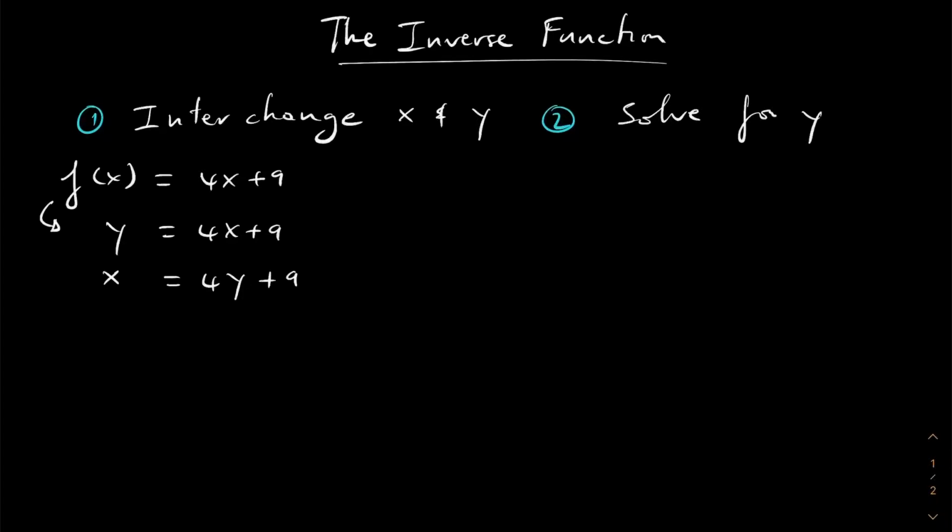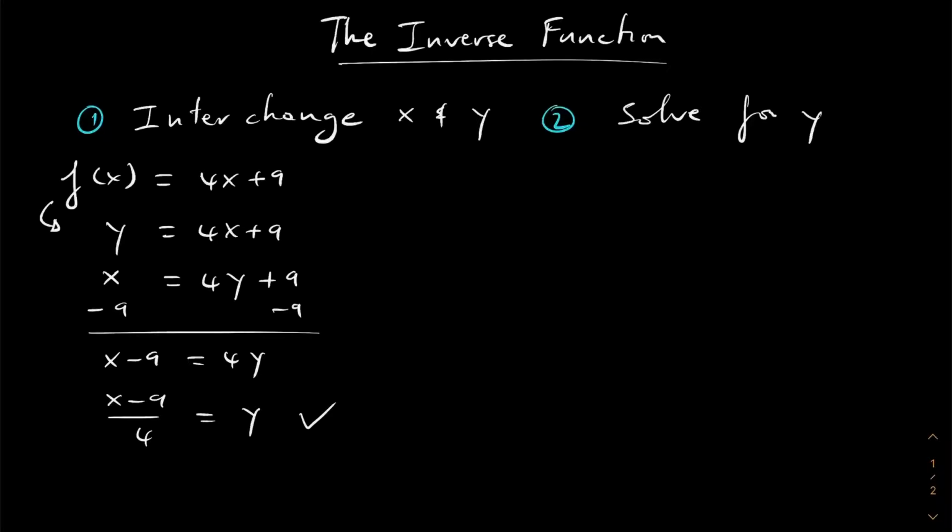So in this case, we're going to have to do minus 9 on both sides. That's going to give us x minus 9 equals 4y. Finally, divide both sides by 4, and you're going to get (x minus 9) over 4 equals y. And so this expression here is going to be the inverse of the function f of x. Traditionally, the inverse of a function is represented by the name of the function with the negative 1 as a power. So I'm going to write here f of negative 1 of x equals x minus 9 divided by 4.